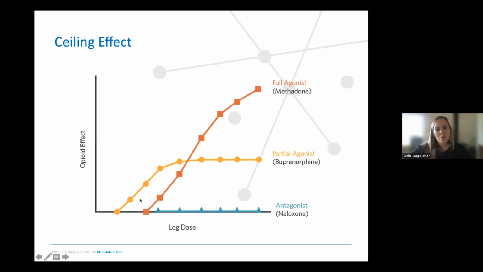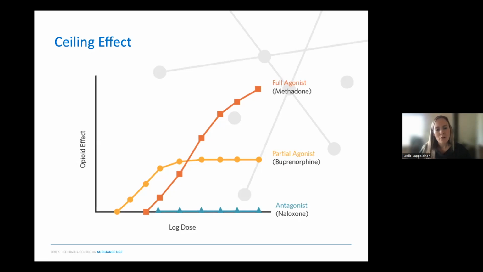Buprenorphine is a partial opiate agonist. So you can see that initially on that yellow line, you get an incremental opiate effect. And then you see this kind of plateauing or a ceiling effect. I want you to think of that primarily in terms of respiratory depression. So at a certain point, even with higher doses of buprenorphine, you don't really see respiratory depression.